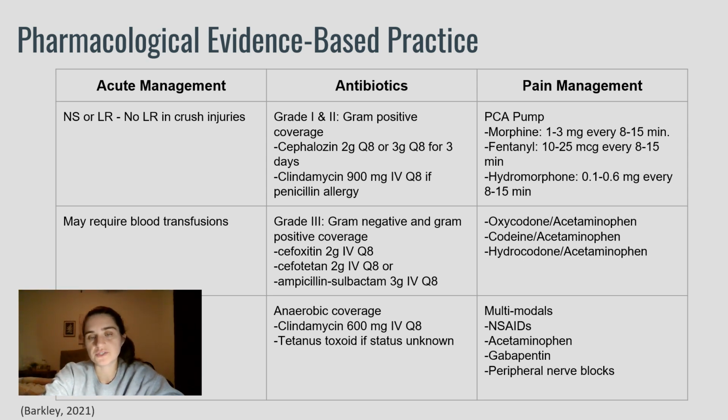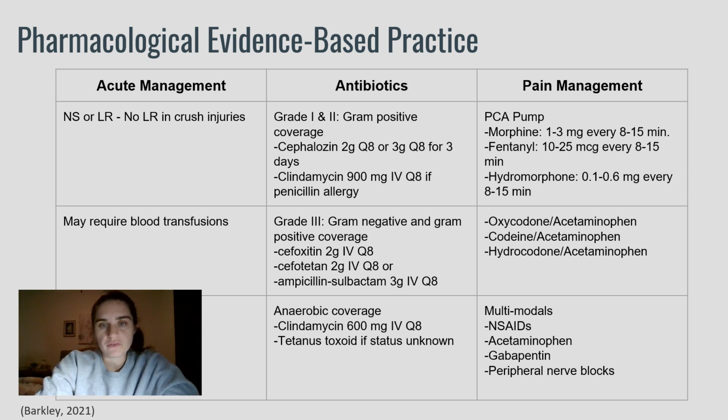patients with crush injuries, their muscles are injured and being affected, so their K could increase. Additionally, a lot of these patients go into renal failure, so if you can avoid contributing to the high potassium, then that's obviously better. Patients with open fractures may require antibiotic coverage. So if it's a grade 1 or grade 2 fracture, then they'll need gram-positive coverage. This can be done with a cephalosporin.